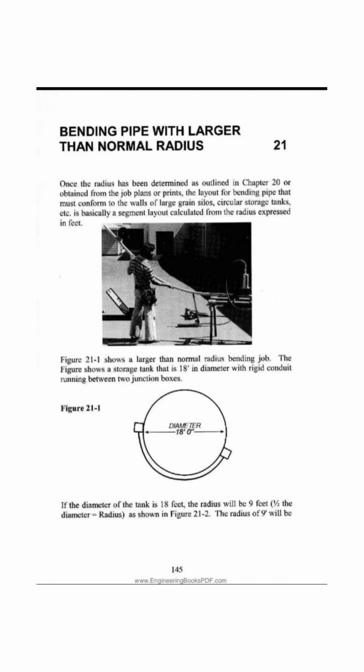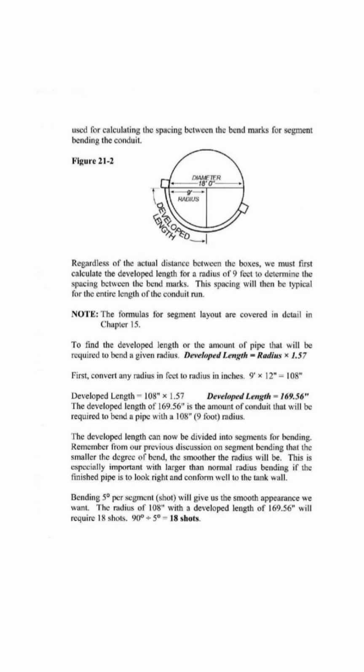The radius of 9 feet will be used for calculating the spacing between the bend marks for segment bending the conduit. Regardless of the actual distance between the boxes, we must first calculate the developed length for a radius of 9 feet to determine the spacing between the bend marks. This spacing will then be typical for the entire length of the conduit run. Note: the formulas for segment layout are covered in detail in Chapter 15.